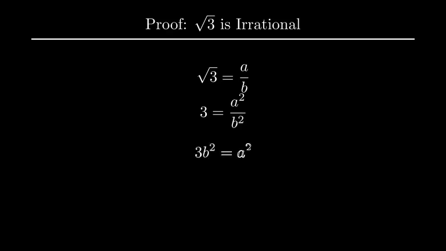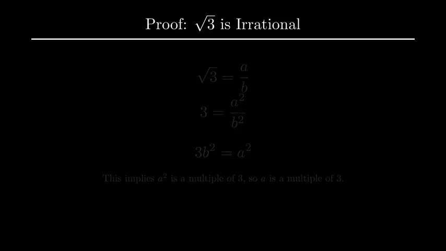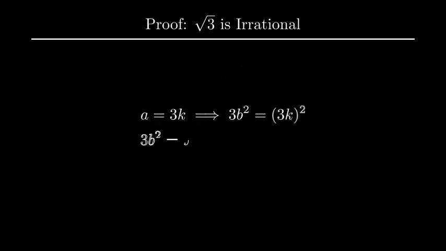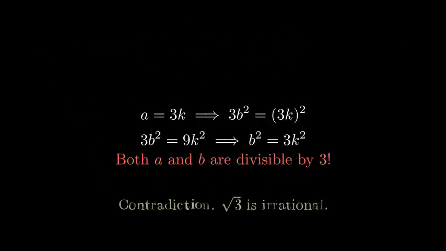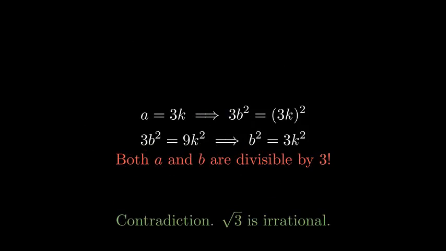Squaring both sides, 3 equals a squared over b squared. Rearranging, 3b squared equals a squared. So a squared is a multiple of 3. By theorem 1.2, a itself must also be a multiple of 3. Let a equal 3k for some integer k. Substituting back, 3b squared equals 9k squared, which gives b squared equals 3k squared. Now b squared is a multiple of 3, so b is also a multiple of 3.